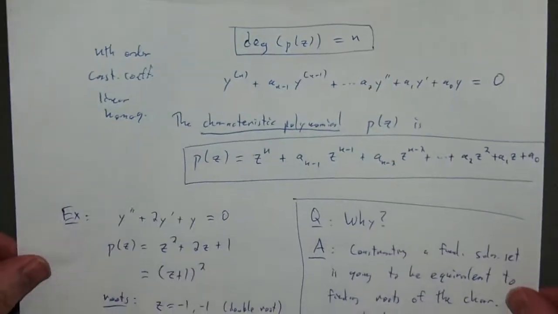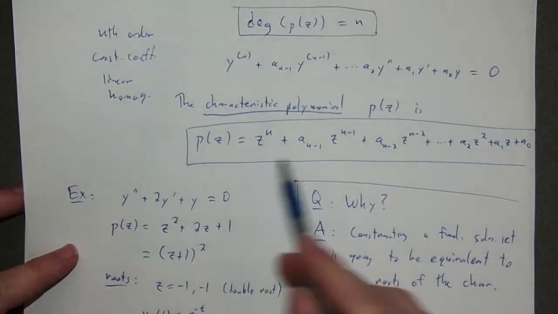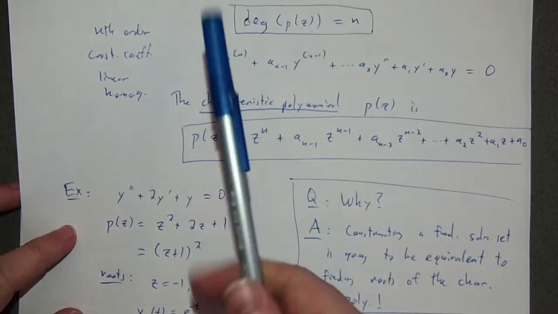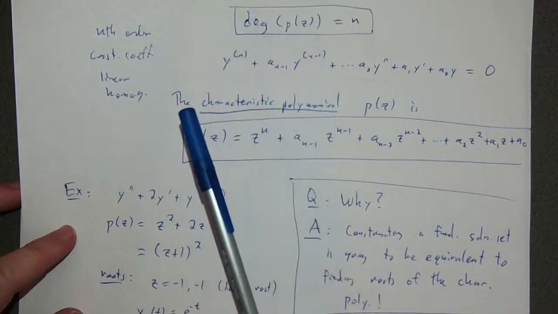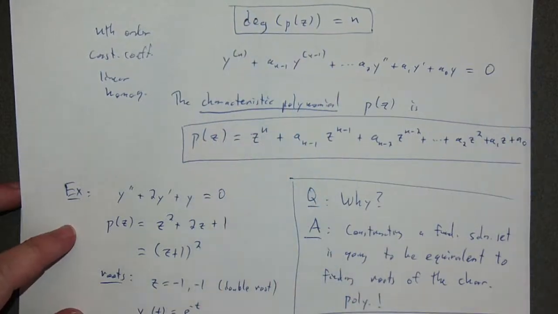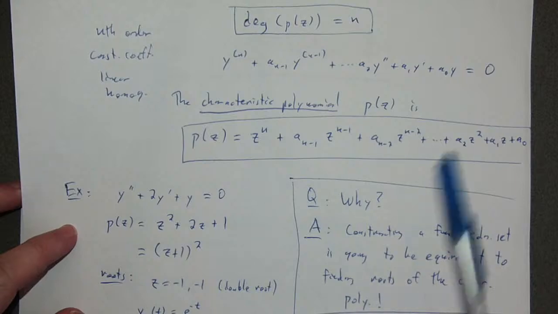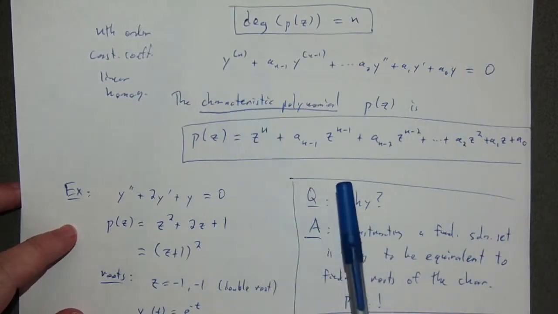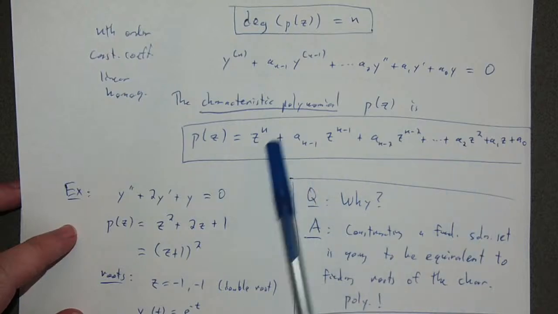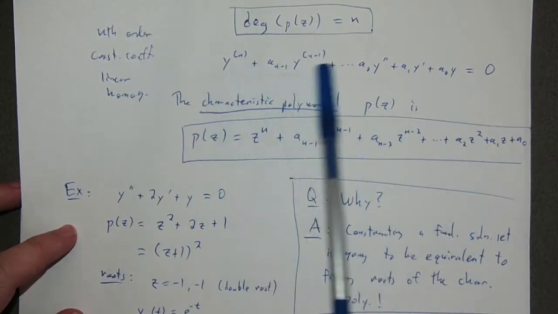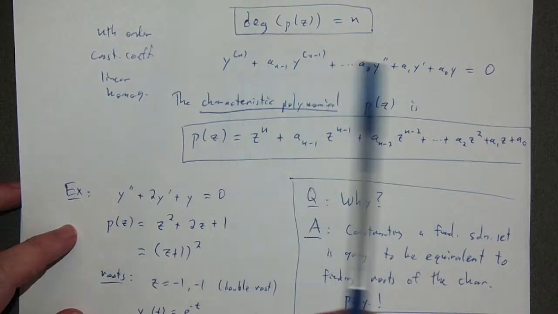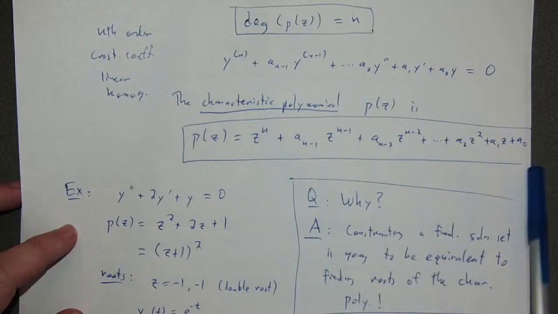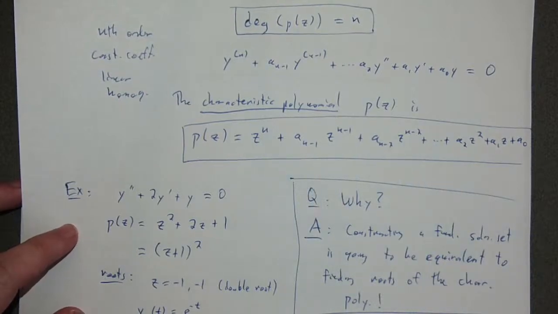So yesterday, if you remember, I defined the characteristic polynomial for an equation like this. Again, this is an nth order linear constant coefficient homogeneous equation. The characteristic polynomial is defined to be this. Basically, it's a polynomial in z where the powers of z at each term are determined by the order of the derivative in each of these terms. The constant coefficients determine the coefficients in this polynomial in the same way.